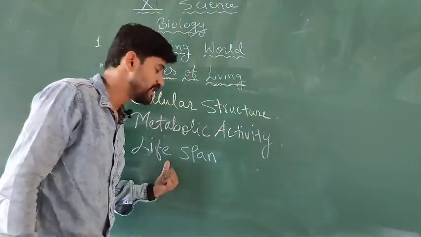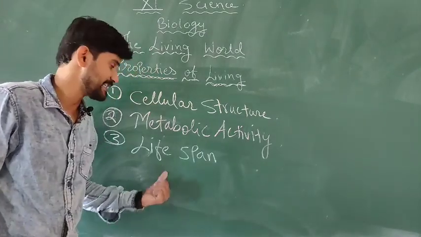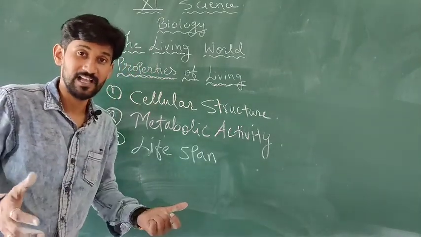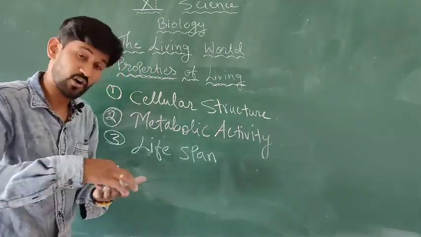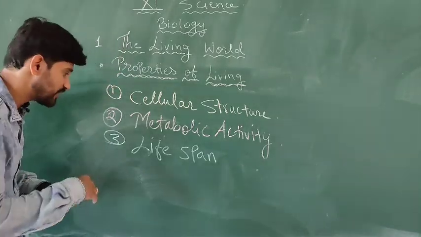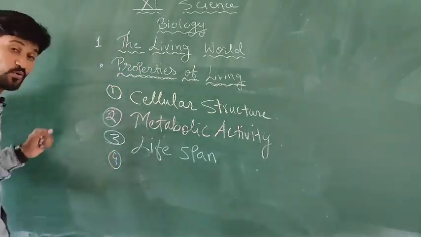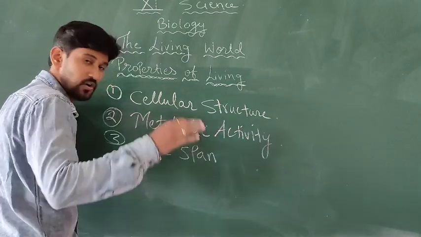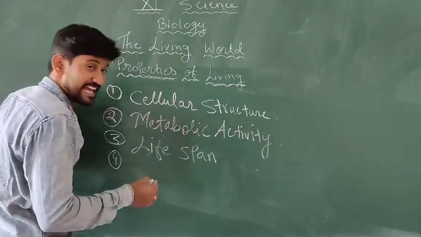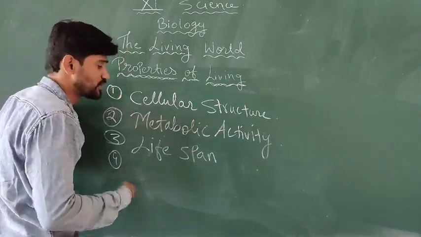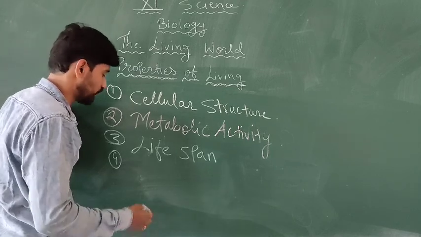Like unicellular forms or bacteria, they are immortal. Why are they immortal? Because they undergo a special process. That process is known as cell division, or simply we can say reproduction.